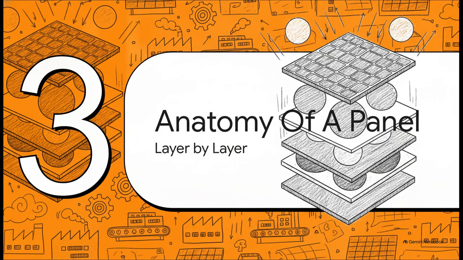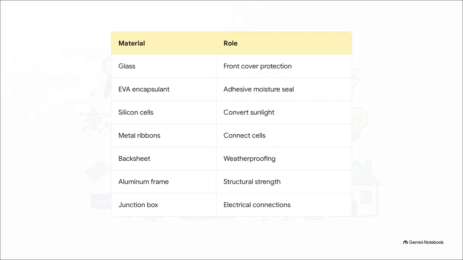Which brings us to Section 3, Anatomy of a Panel. By the end of manufacturing, all those fragile cells are built into a highly protective stack. Every single layer here has a specialized job, working together kind of like a fortress. On the very front, tempered glass lets light through while acting as a heavy-duty shield against impact. Right beneath that is an EVA encapsulant, which is a clear adhesive film that perfectly seals out moisture.